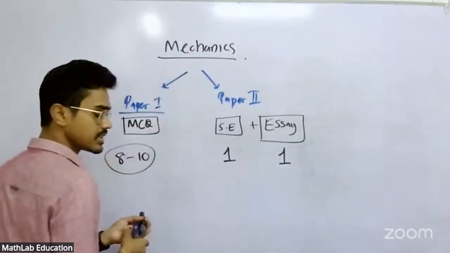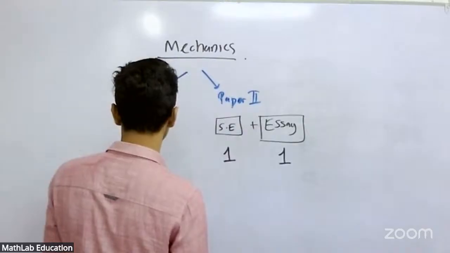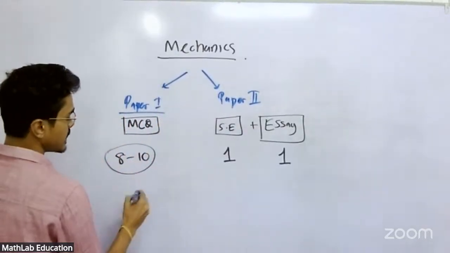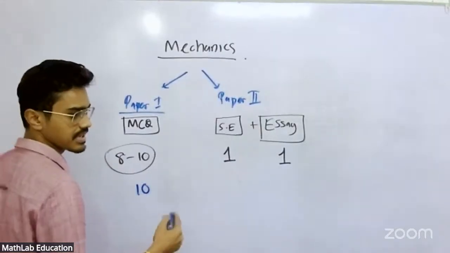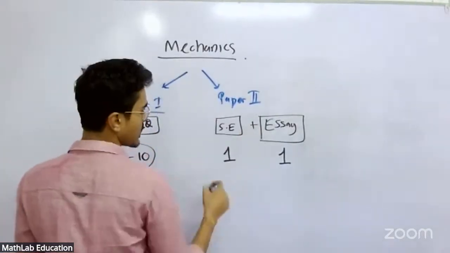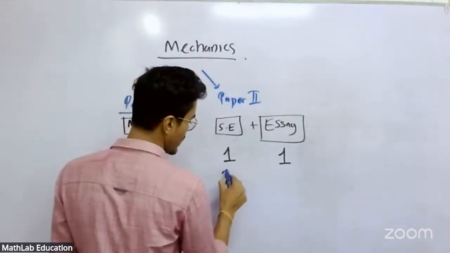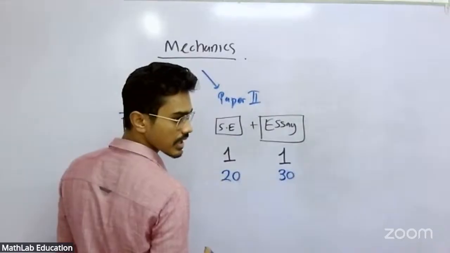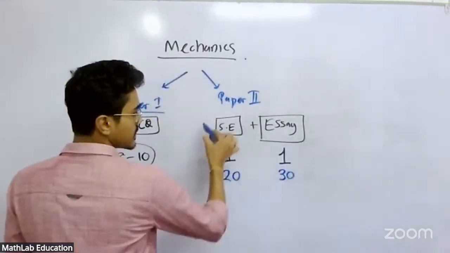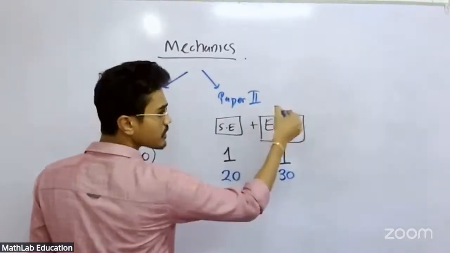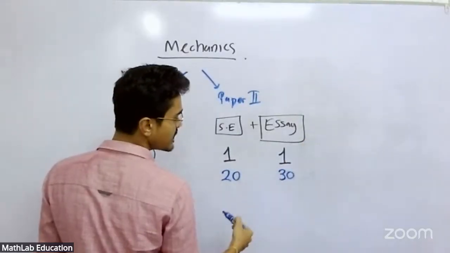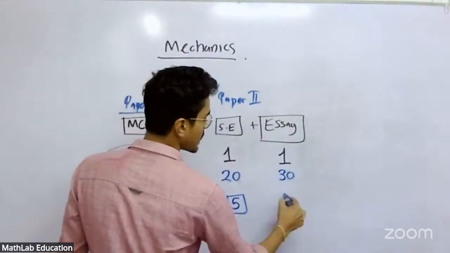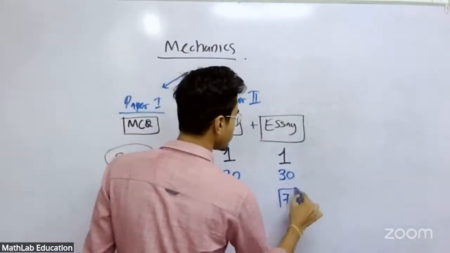And if I convert this to marks, 8 to 10 MCQs means, say 10 MCQs, that is 10 marks. Always 1 MCQ stands for 1 mark. One structured essay is for 20 marks, and one essay is for 30 marks. The marks in the second paper are given out of 200. Therefore, these marks are going to be divided by 4. So as the final mark, here you will get 5, and from here you will get 7.5.